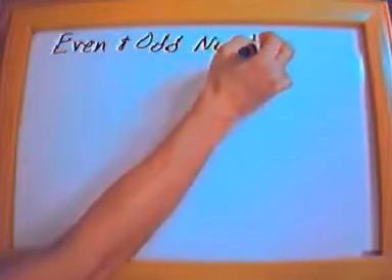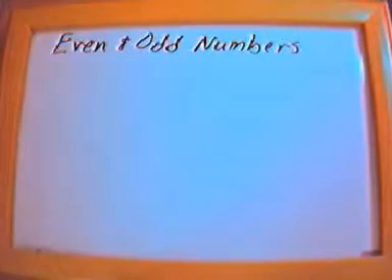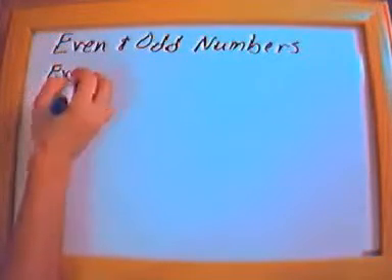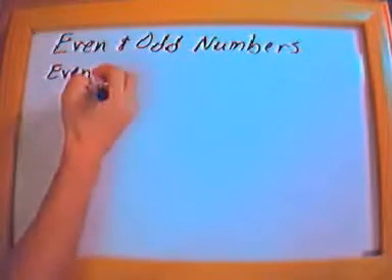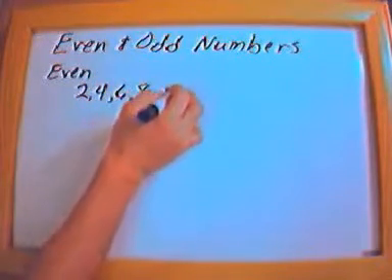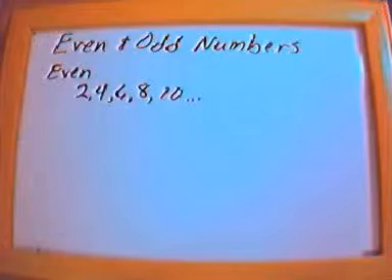There's also even and odd numbers. Let's give some examples of even numbers. Basically, it's like counting by twos. 2, 4, 6, 8, 10, ... If it's divisible by 2, it's an even number.